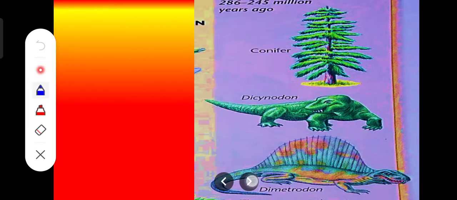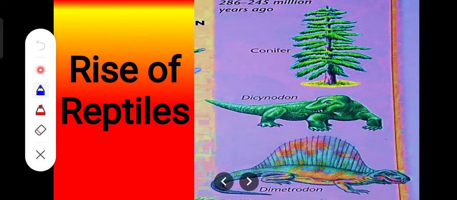Under the Permian, it is considered as the rise of reptiles. And because there is a rise of reptiles, it caused marine invertebrates to disappear in the sense that these marine animals serve as a prey for these reptiles.